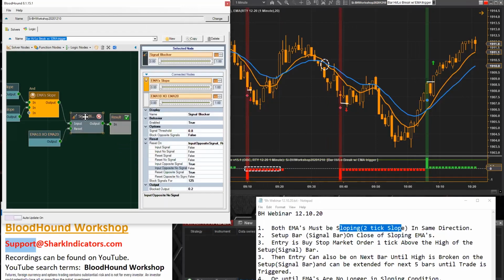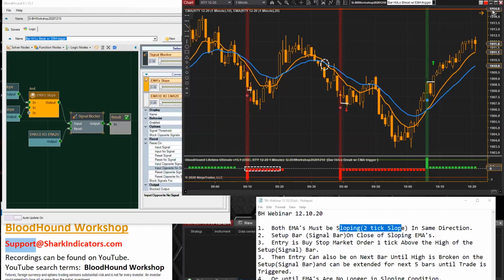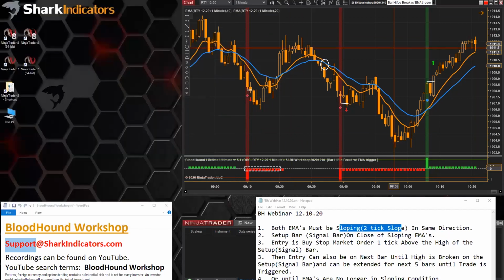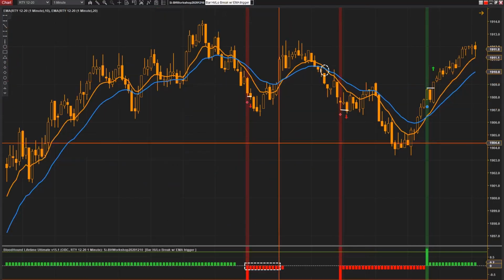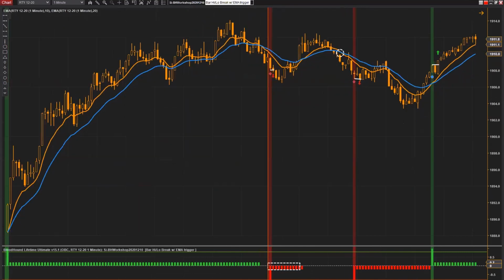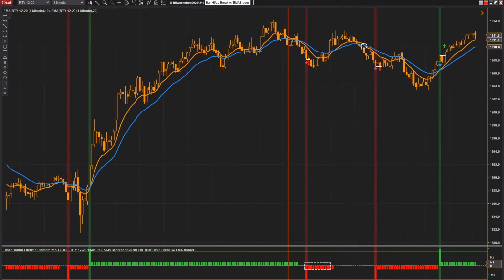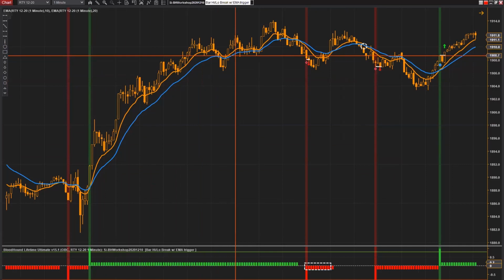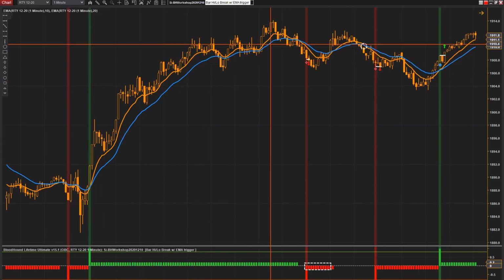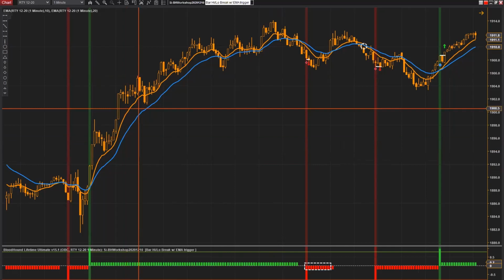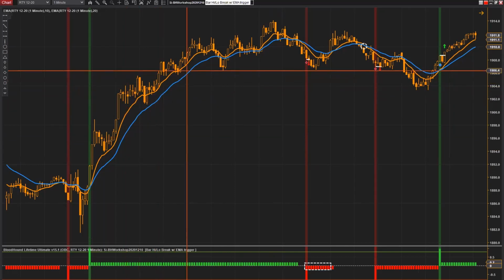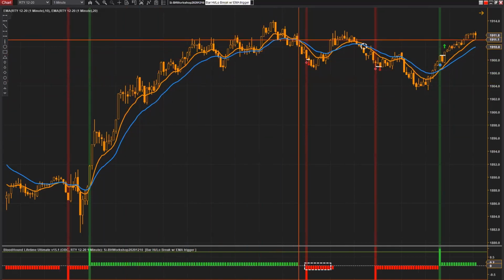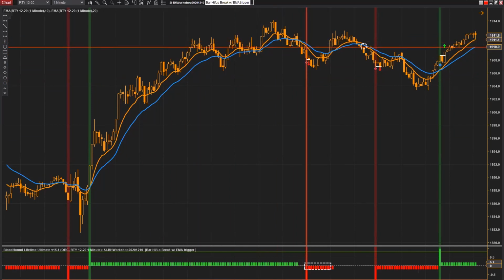So now we have our signal blocker all set up, and let's close that there. So now we can see every single setup bar. Right, so here we go. During this entire uptrend here, where the moving averages are crossed up, there's no more secondary setup signals. And then once the moving averages cross down, we get a short setup signal.